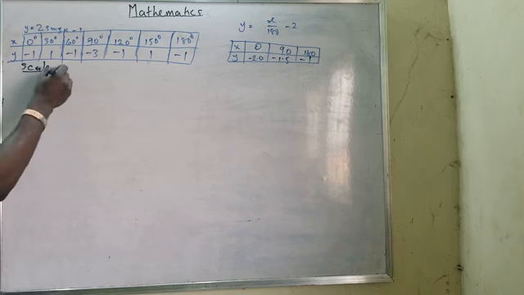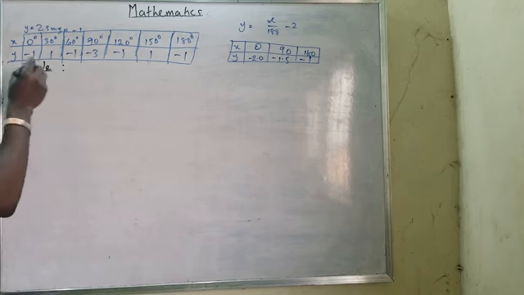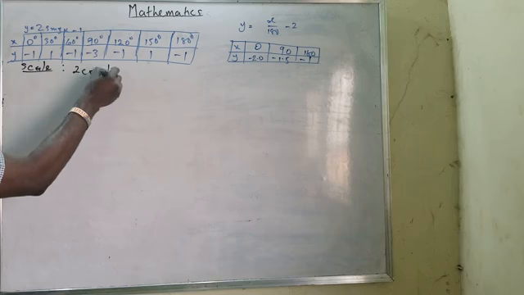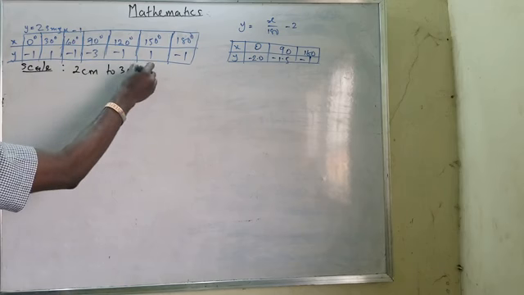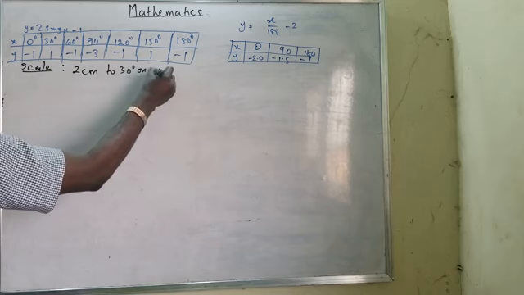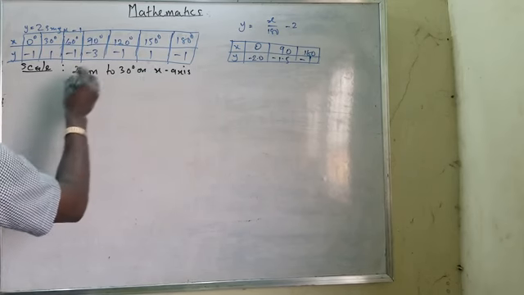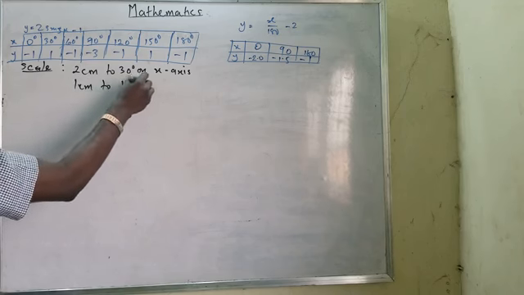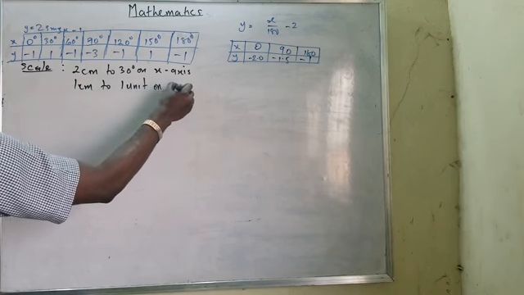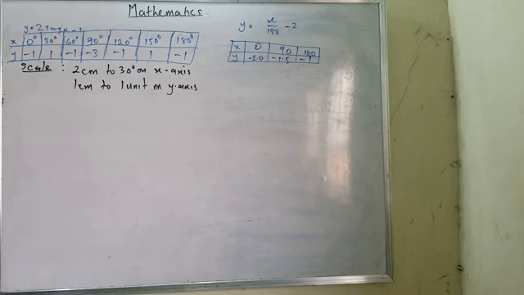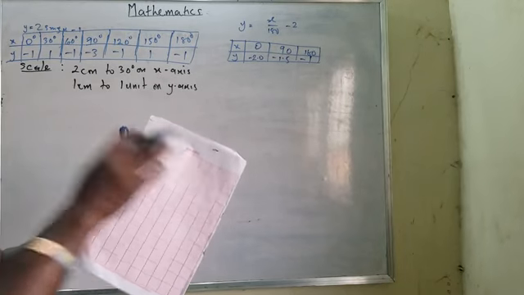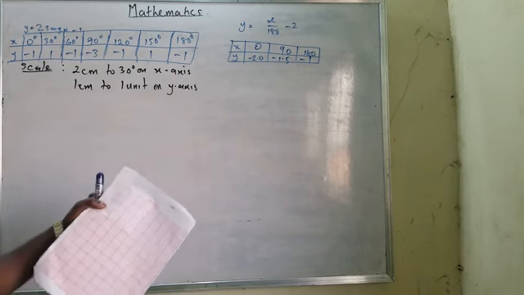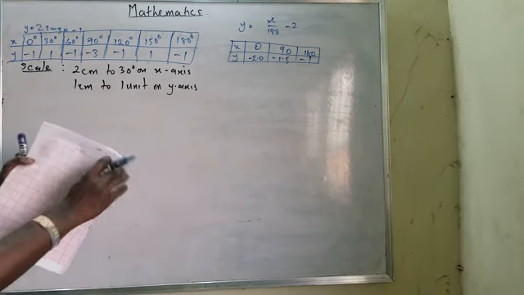The person that set the question says 2 centimeter to 30 degree on the x-axis and 1 centimeter to 1 unit on the y-axis. Now, all these are expected to be here. Don't use your biro, please. Use your pencil to have that here.